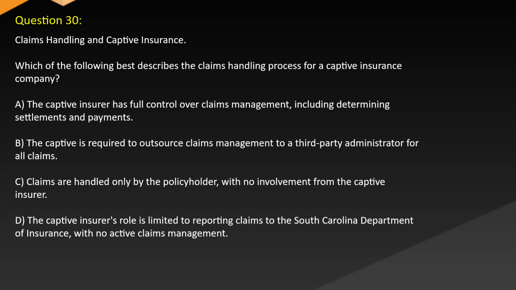Which of the following best describes the claims handling process for a captive insurance company? A. The captive insurer has full control over claims management, including determining settlements and payments. B. The captive is required to outsource claims management to a third-party administrator for all claims. C. Claims are handled only by the policyholder with no involvement from the captive insurer. D. The captive insurer's role is limited to reporting claims to the South Carolina Department of Insurance with no active claims management.